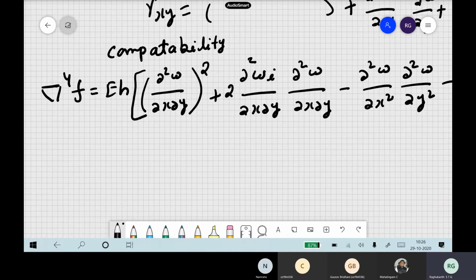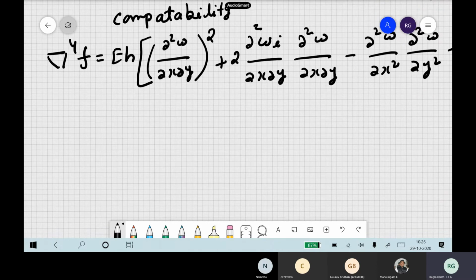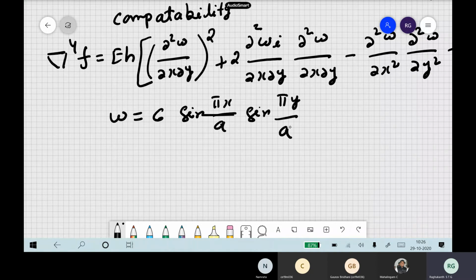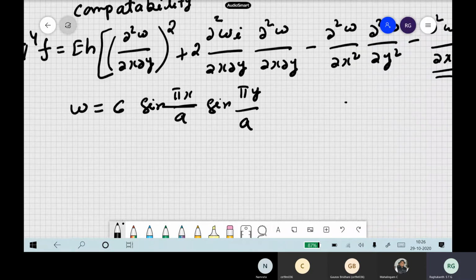Now, to solve the problem, simply, we use w equal to a sine of πx/a and sine of πy/a. We are assuming this just for a cylindrical shell. If you take a small portion of the shell, the circumferential coordinate is also a.